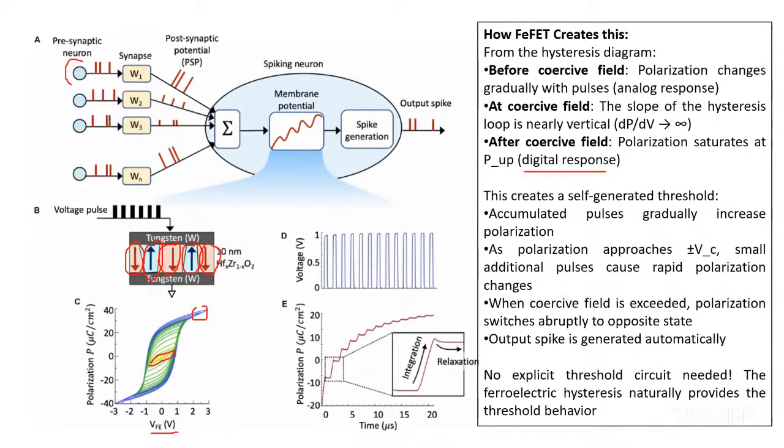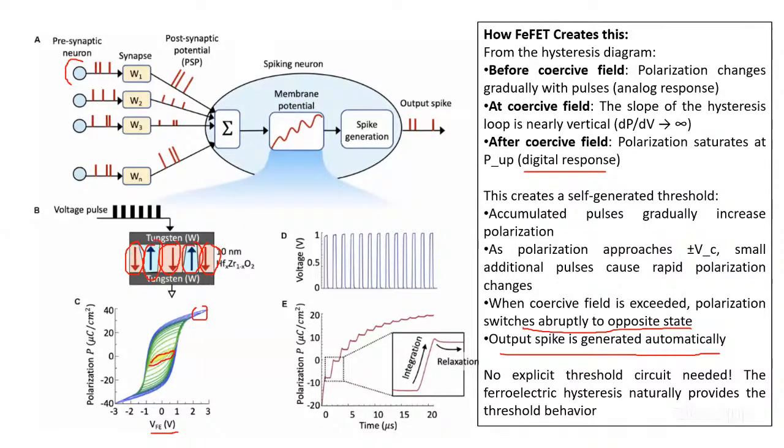Then this creates a self-generated threshold, because once you are at the coercive field, the polarization may switch. When we accumulate pulses, they gradually increase the polarization. And as the polarization approaches plus or minus VC, the coercive voltage, small additional pulses can cause a rapid change in polarization. When the coercive field is exceeded, polarization switches abruptly, and this changes the state of the ferroelectric material, and when the state is changed, it leads to a spike which is generated automatically.